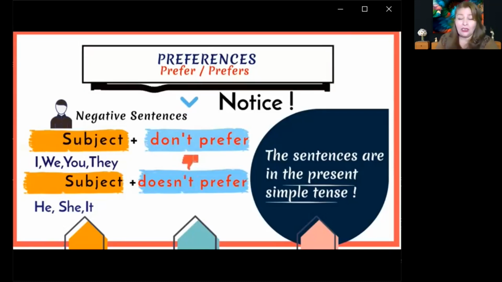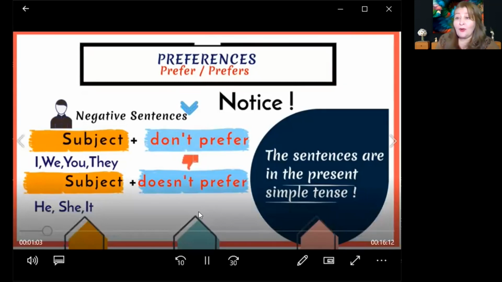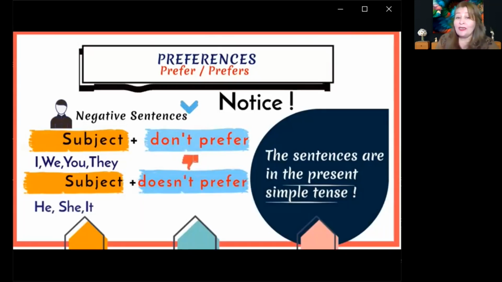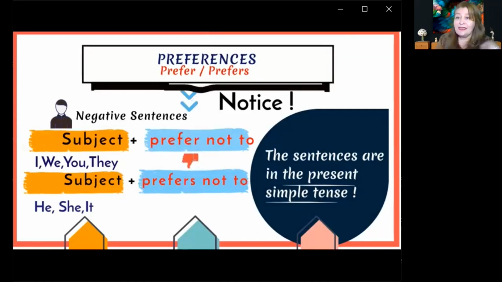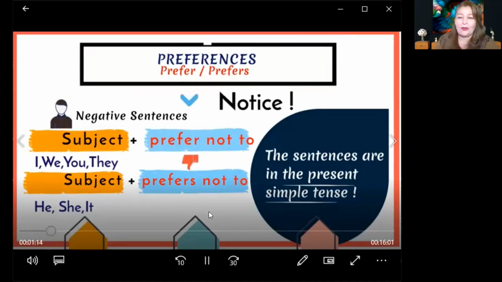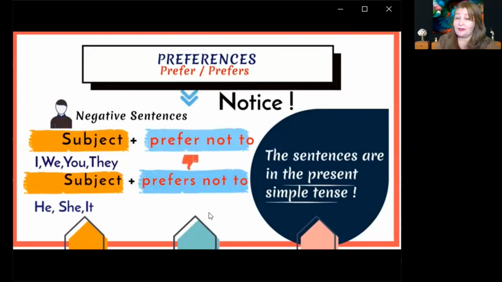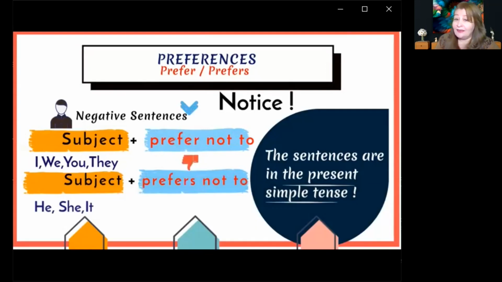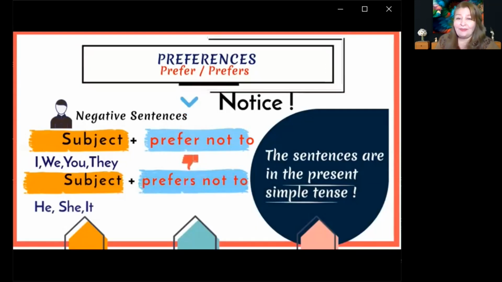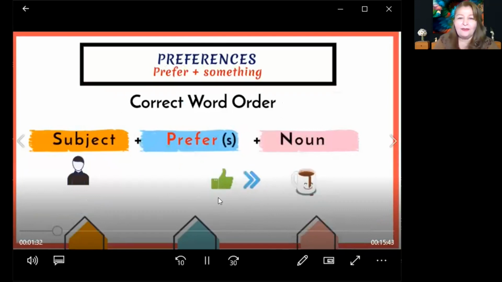We generally use I prefer not to or he prefers not to. These structures are more common than the first one. Okay. I prefer not to go to the cinema. He prefers not to ride a bike, etc. Okay. Let's see the next picture.